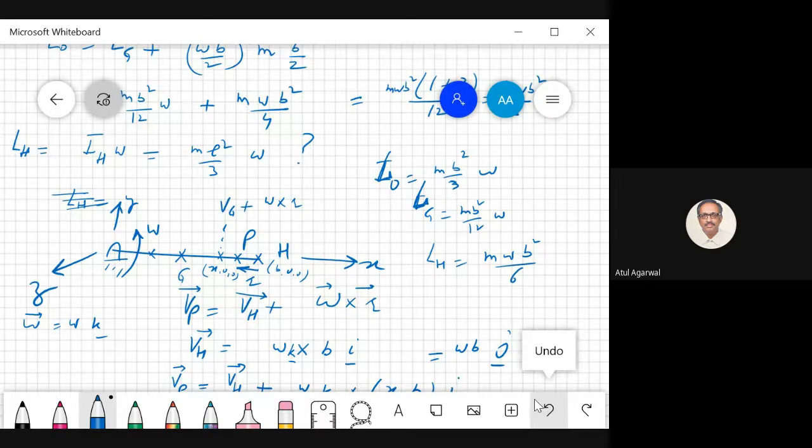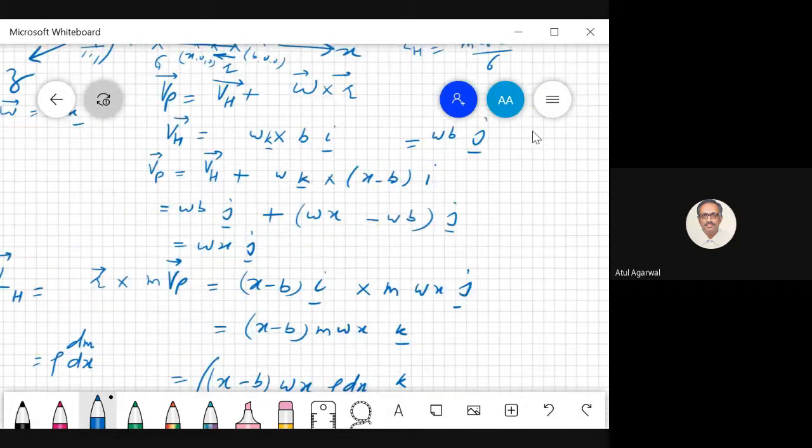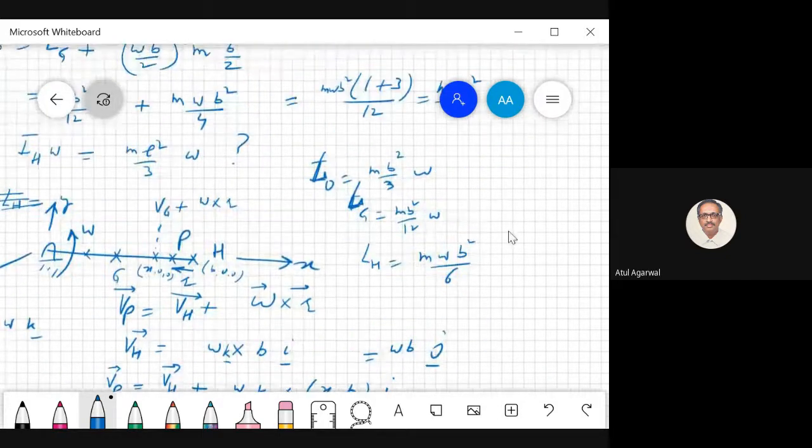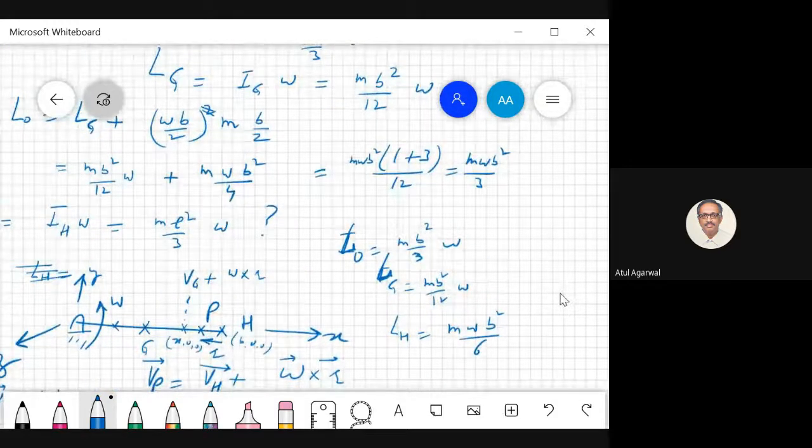So there is a difference in answer. How can we reconcile these answers? Anybody? Is there any chance of a mistake? 1 by 3, 1 by 2. Assume it is all right. Can you see how you will justify it? Angular momentum as seen by the observer at an edge.